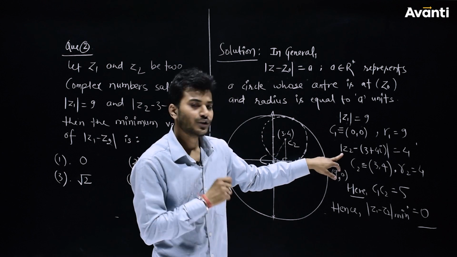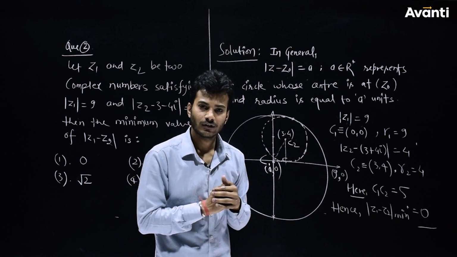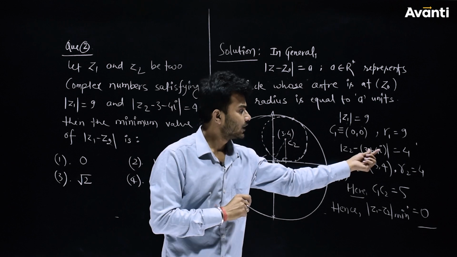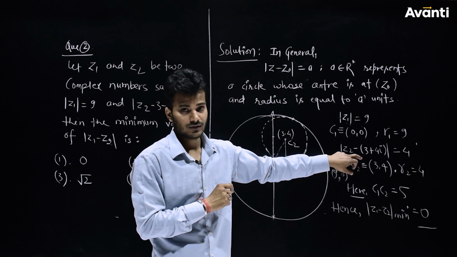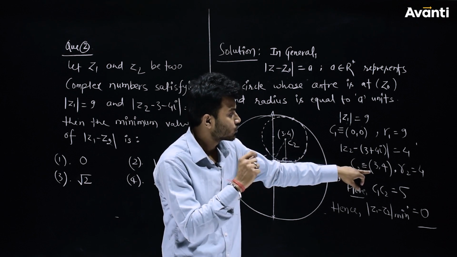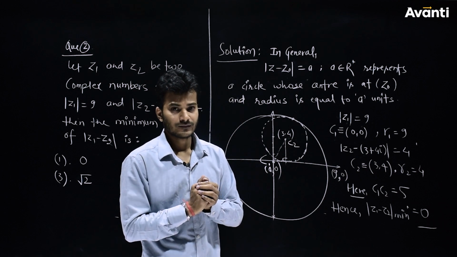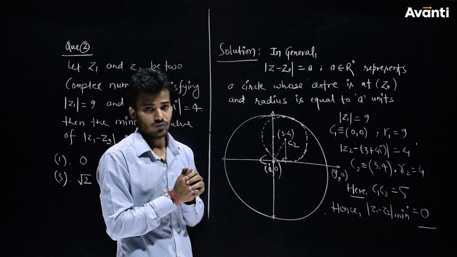Next is |Z2 − (3 + 4i)| = 4. Again, what is the center? The center C2 will be (3, 4). We have to take this minus sign out of the complete bracket. So we get C2 = (3, 4), and R2 in this case is 4. All right, so this is all about Z1 and Z2.